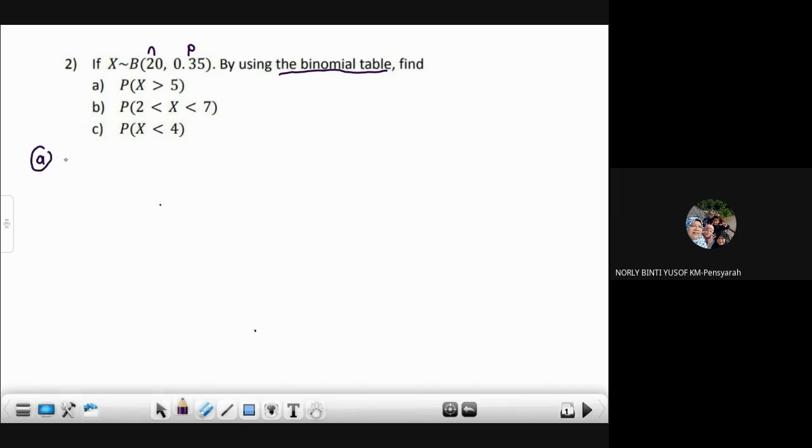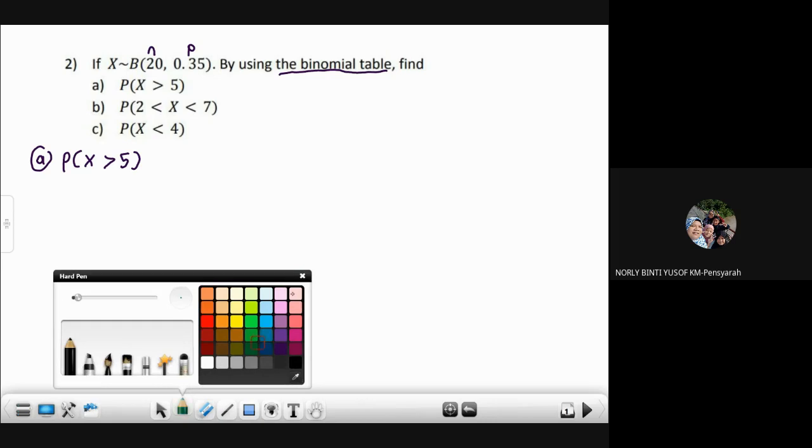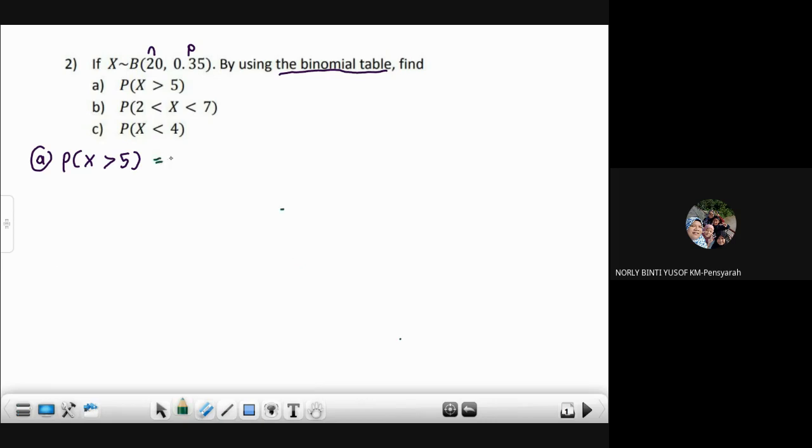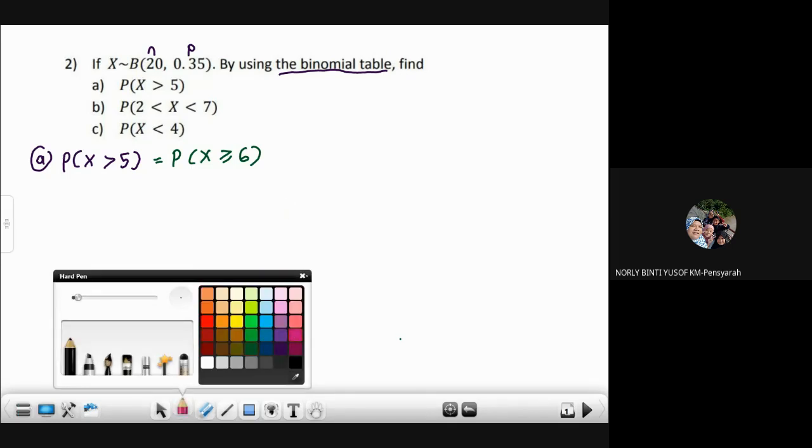So sama, X greater than 5, maksudnya 5 tu tak termasuk lah kan. So start daripada 6 lah kan. So 6 and sehingga 20 you punya discrete. So you nak ambil the symbol greater than or equals to. So it equals to X greater or equals to 6. Okay, you understand, then you can read the table lah.